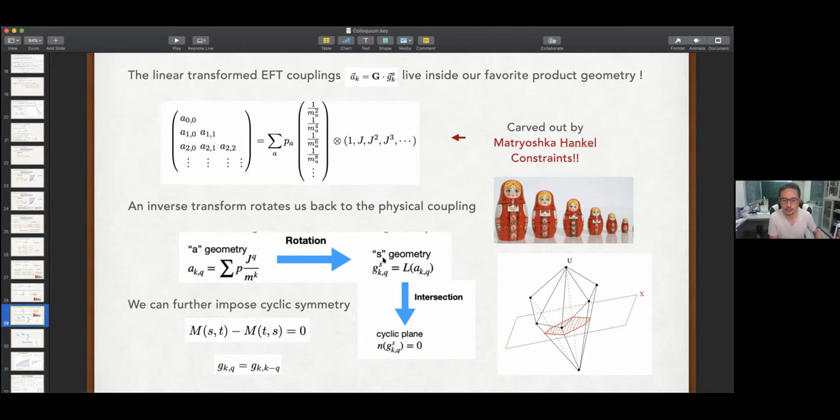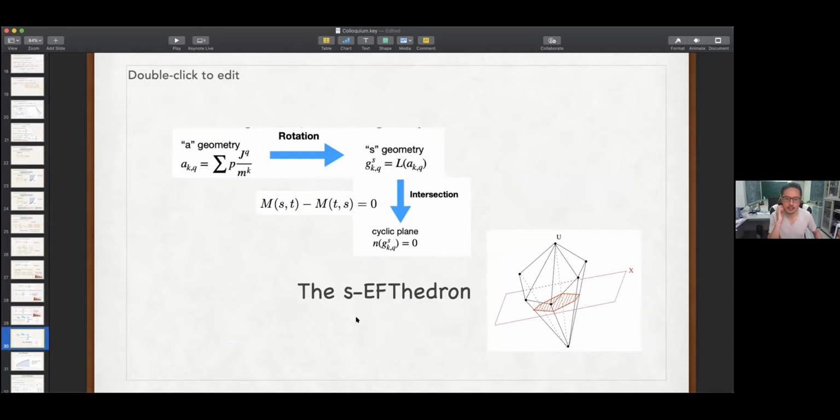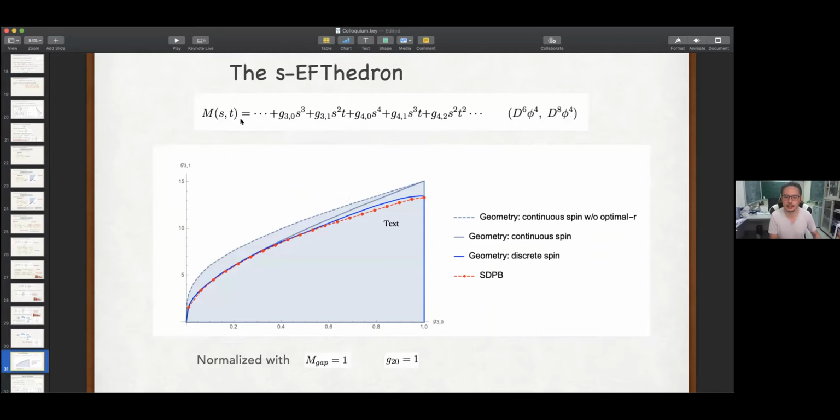And of course, we can now talk about the low energy symmetry. For example, since we only have S channel contribution right now, we can think of this as some open string amplitude, where it only has S and T contribution. Then it must satisfy cyclic symmetry. This defines a symmetry plane, because these couplings have some linear relations. So the space we're interested in is the intersection of this symmetry plane with this S geometry, which is just a rotation of the space carved out by the Hankel constraints. This is what we call the EFThedron, which is just a simple transformation. You have this geometry, you do a GL rotation, and you ask for the intersection. Just to show you how the space looks, for example, consider expanding to this order, which is related to the D6 phi to the 4 or D8 phi to the 4 operators. This is the space being carved out. Of course, this is multidimensional, so you can slice it in any direction you want.